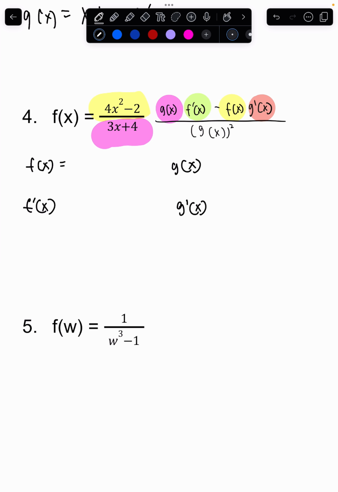So f of x is going to just be this, as stated in the yellow. And then g of x is going to be this, as stated in the pink. And then f prime of x is going to be 8x. Again, when you have a term like 4x squared, your first step is to bring the 2 down.